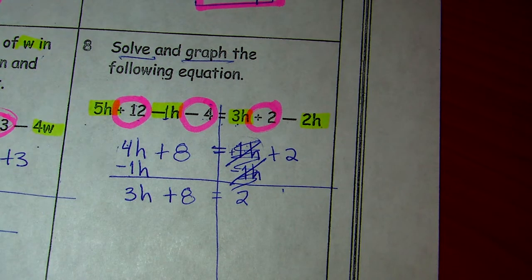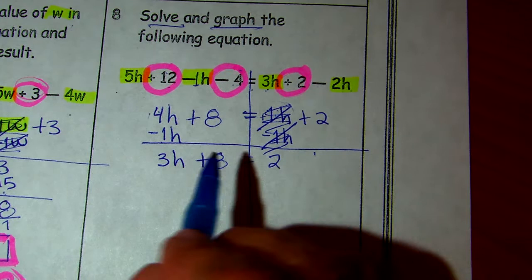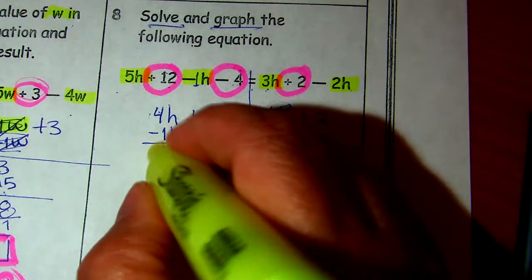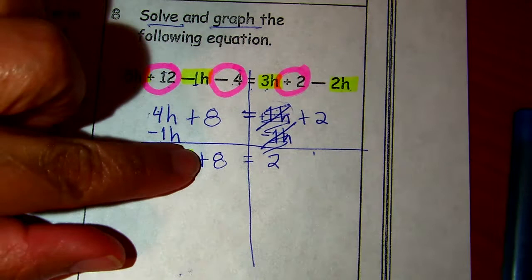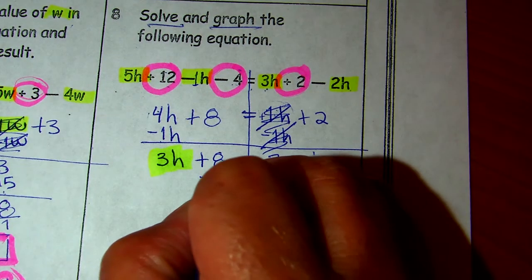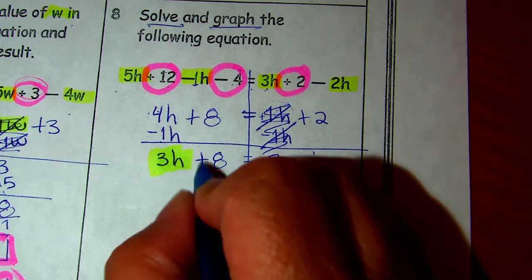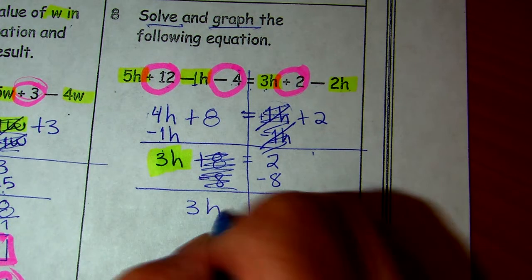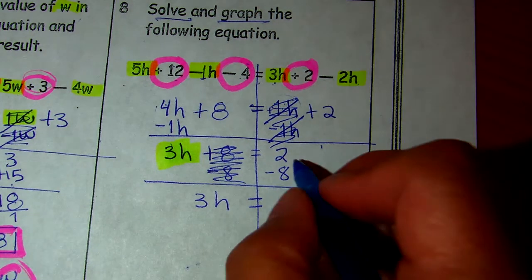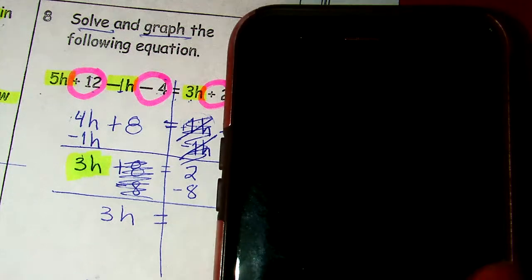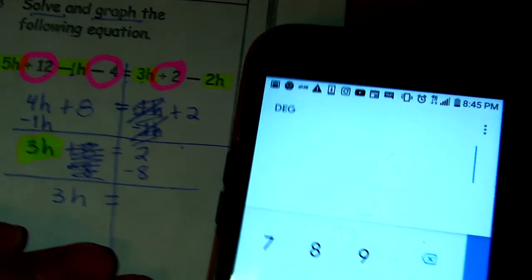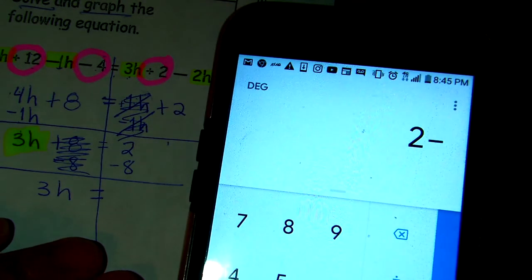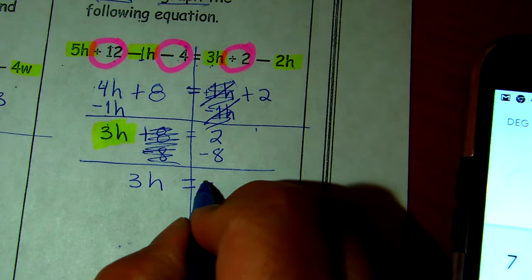Finally, well, not finally. This is one step before the final. I'm solving for H, remember? But I still have this number over here. I don't want it, so what do I do? Subtract, subtract. The opposite of this sign. So these two get canceled. I'm going to scratch them off. Bring down the 3H equals 2 minus 8. Look what happens if you put this on the calculator. 2 minus 8 gives you negative 6. Okay, so this is negative 6.